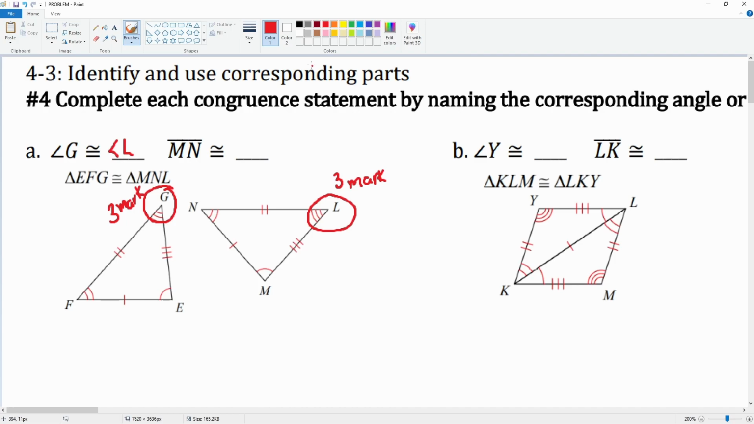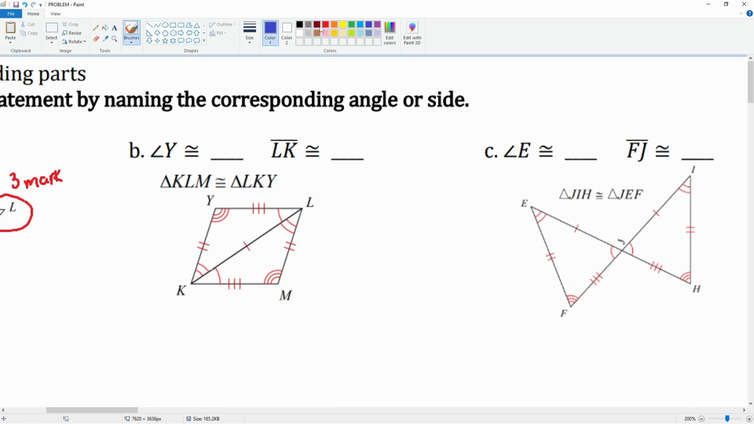This also works because, take a look, this is in the 3rd spot, so L is also in the 3rd spot. Let's look at MN. MN is right here, and if you take a look at the line, it passes through the 1 mark. So we also want to go through the 1 mark here. And that is FE. So we can say that line FE is congruent to line MN.